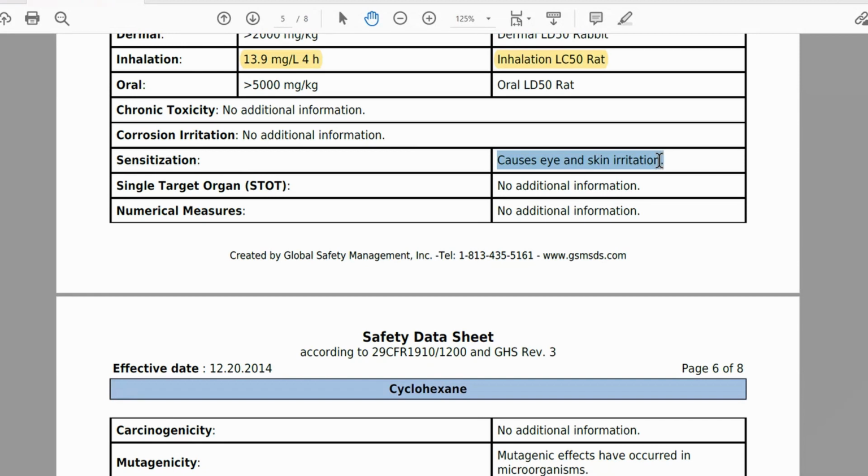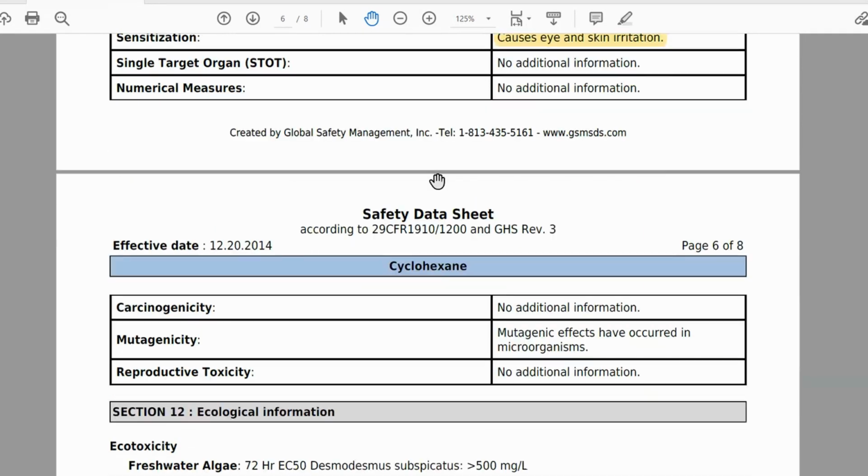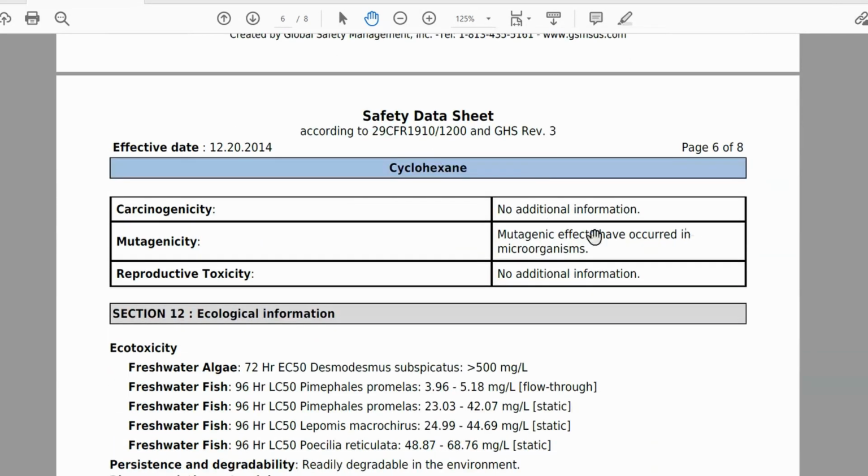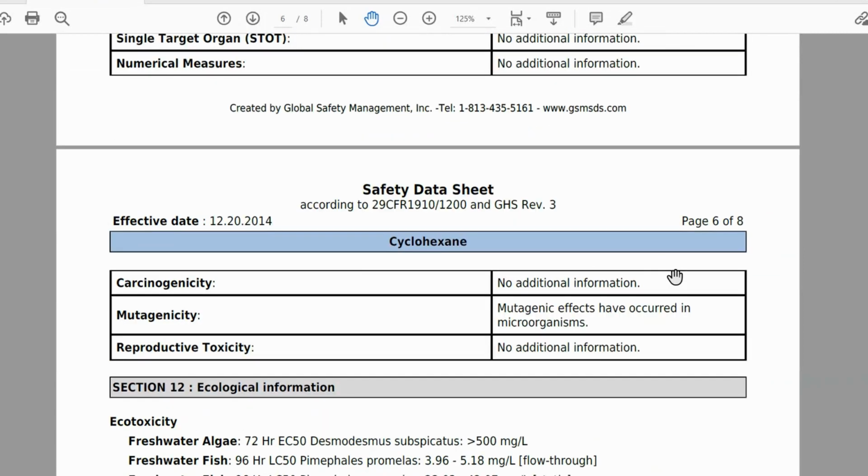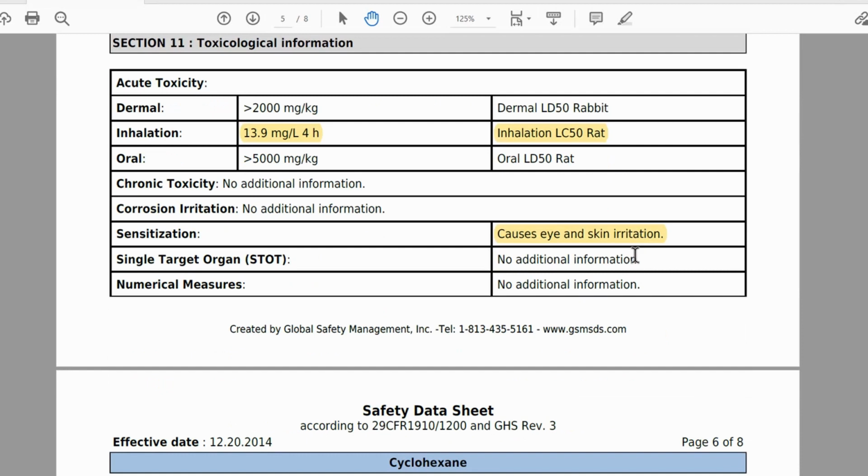So it basically causes irritation. So that means that you have irritation, single target organ, no additional information, mutagenicity, mutagenic effect occurs in microorganism, and no additional information. So the idea is that you have to look at this part of it for you to see whether your diesel actually has a problem or not.